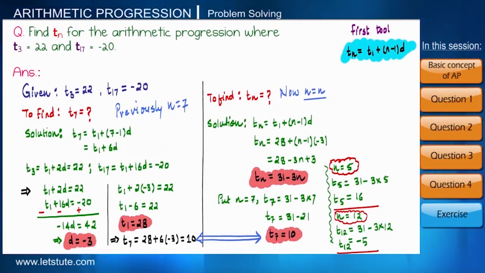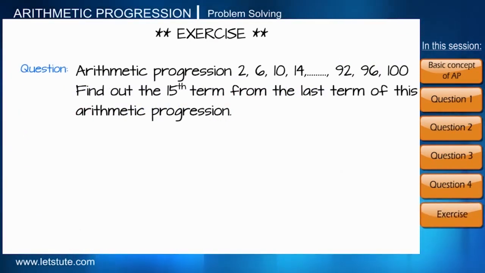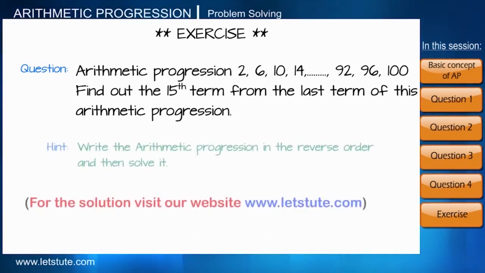So friends, by now you can easily identify the different parameters of any kind of arithmetic progression and you can solve any question asked on that. Okay, so next time we will try to solve some questions based on the second formula. Till we meet next time, here is a question for you. Find the 15th term of the arithmetic progression from the last term. Here is a very small hint for you: write the arithmetic progression in reversed order and then solve it.